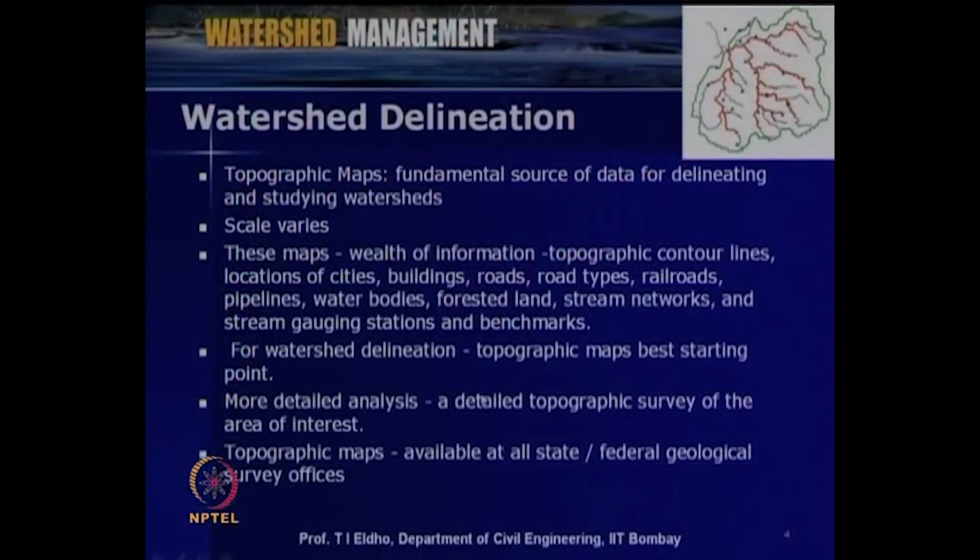So, topographic maps, generally we can get from the state or federal geological survey offices. So, the Survey of India, for example in India, or various other geological surveys. Like that, the federal government or state governments will have the topographic maps. Either we can get them by going there, or through post, or through the internet, we can obtain the topographic maps for the area.